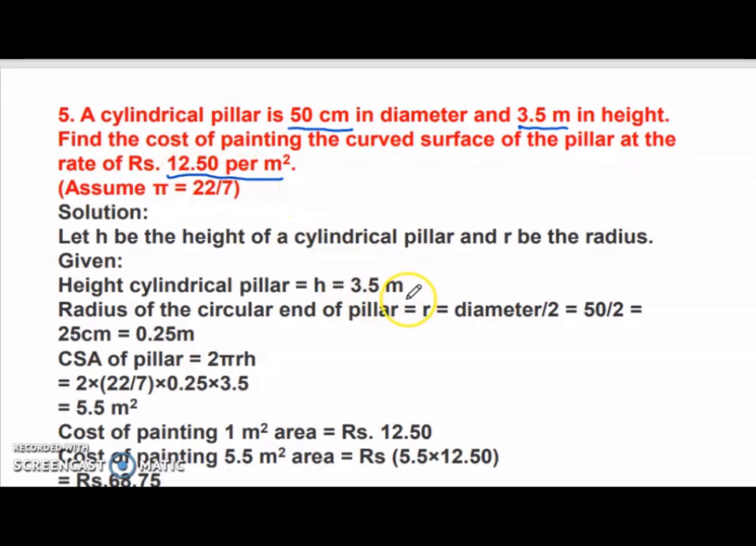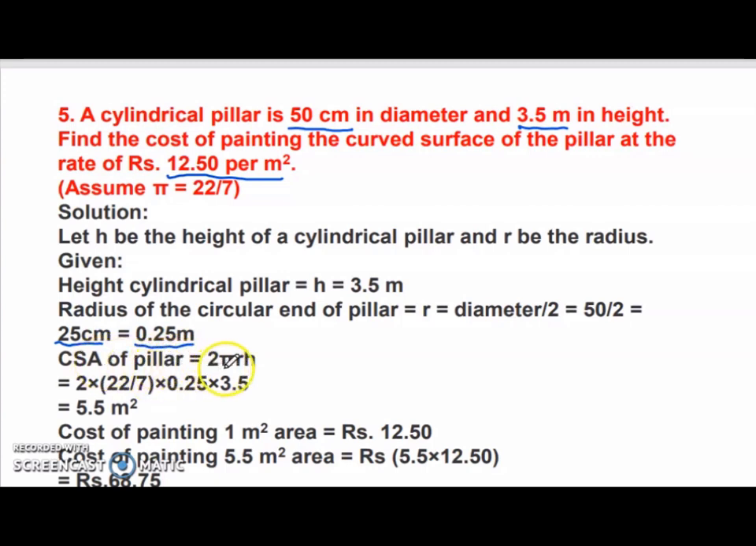So here height is 3.5 meter. Now this is the diameter, so radius will be 25 centimeter. But again here everything else is given in meter, so this 25 centimeter also has to be converted into meters. So divide by 100, you will get 0.25 meter.